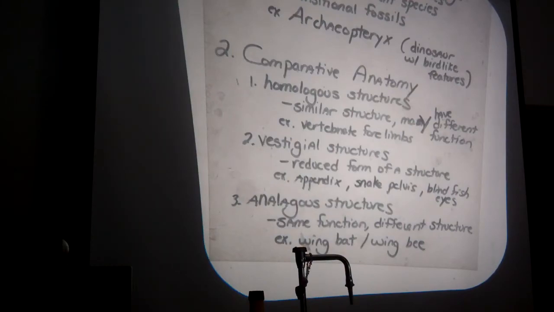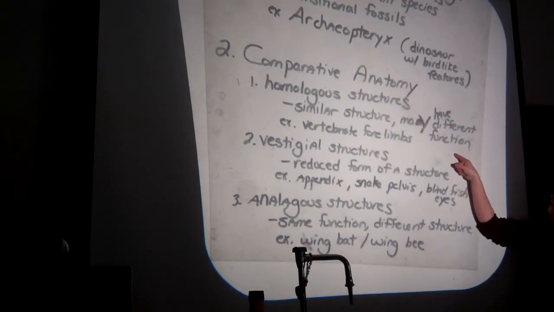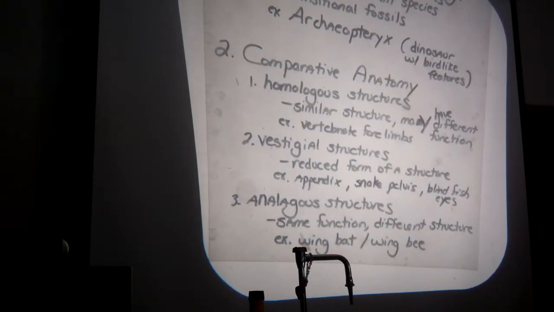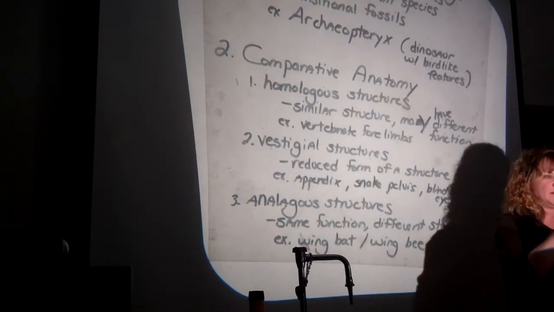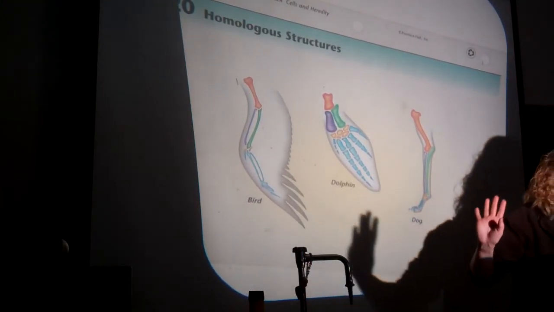Comparative anatomy. Homologous structures fall under this. I want you to understand what a homologous structure is. Similar structure may have different function. That's what that says. For example, vertebrate forelimbs. I've got to show you a quick picture. I have time. I know the bell doesn't ring for a while. Homologous structures.